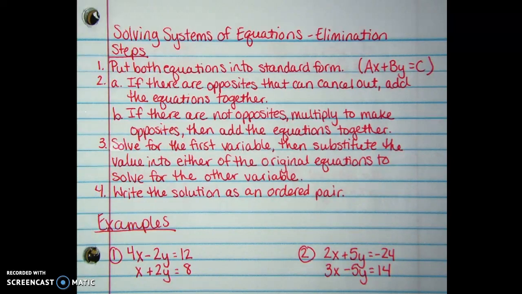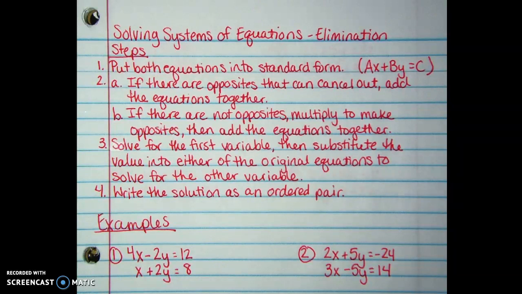Today's notes are on solving systems of equations using elimination. Yesterday we did substitution, and now we're doing elimination. Tomorrow we will do graphing. As you can see, I've written out 4 steps that you use to solve with elimination.